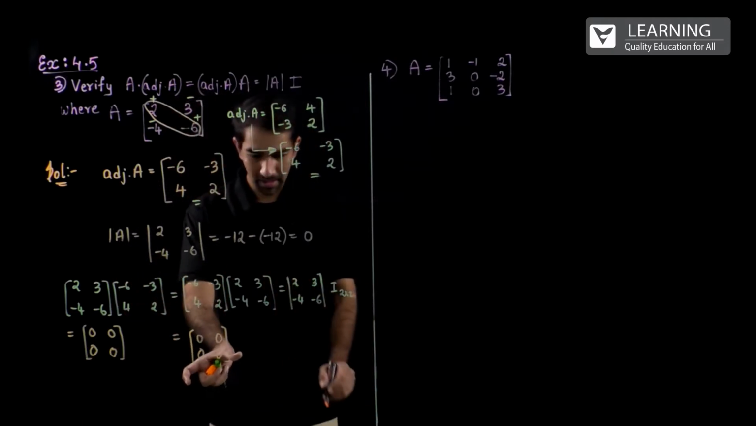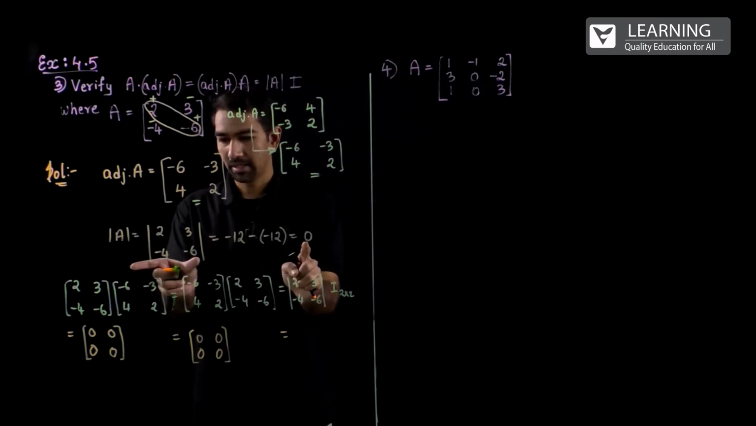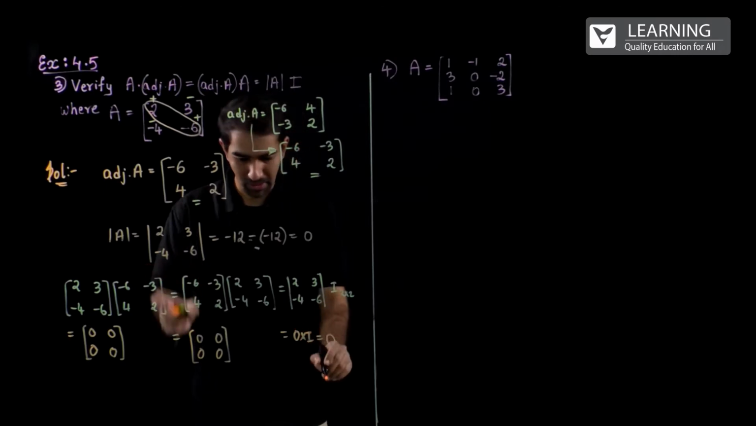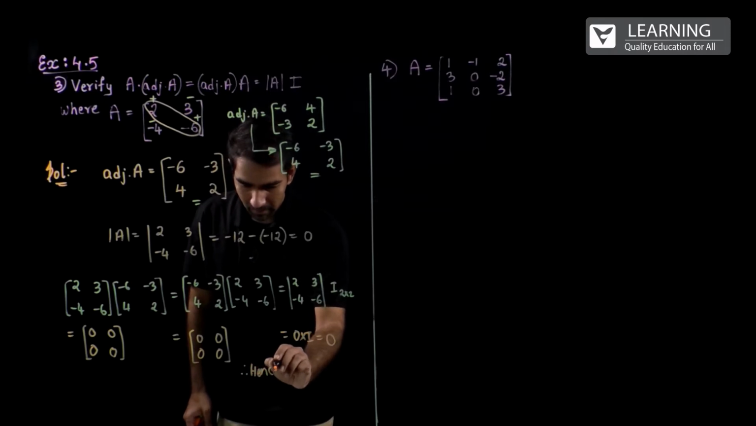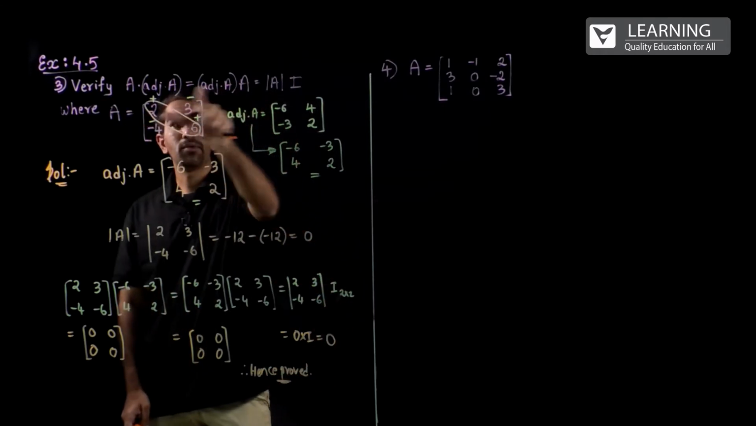Now we have to show this is again equal to, so what is this, determinant of A? Here you see, determinant of A is again equal to 0. 0 into I will be again equal to 0. So therefore, hence proved. So we have proven whatever was given for us.